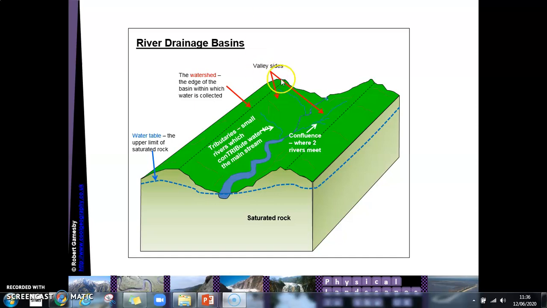Going back to what I was saying about valleys and channels. So the valley is the bits of the river, or the river profile, where you've not got water.